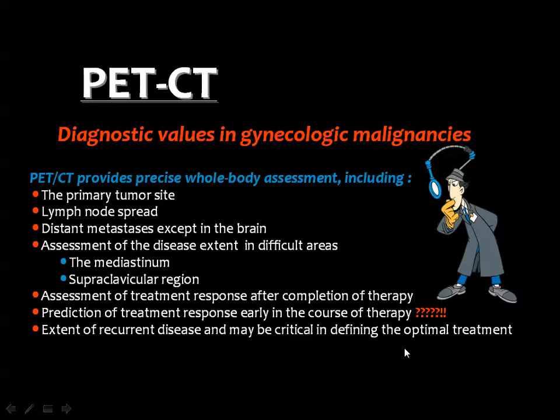Then what is the diagnostic value of PET-CT in gynecologic malignancies? This is in general to detect the primary site, to detect lymph node spread, to assess for distant metastatic disease, and the assessment of some of the difficult areas like the mediastinum and the supraclavicular region, and to assess the response to therapy or to predict the response to therapy, and this will be discussed.